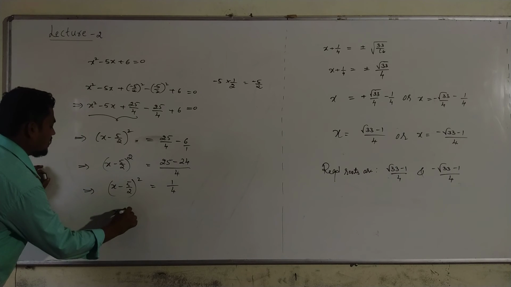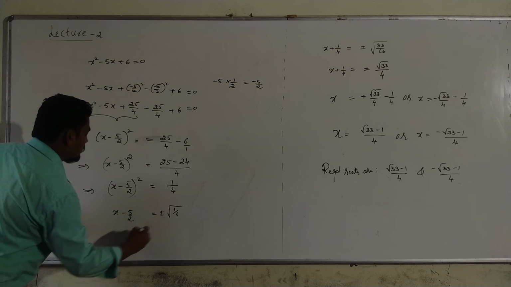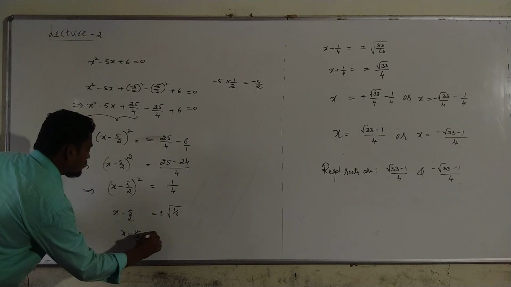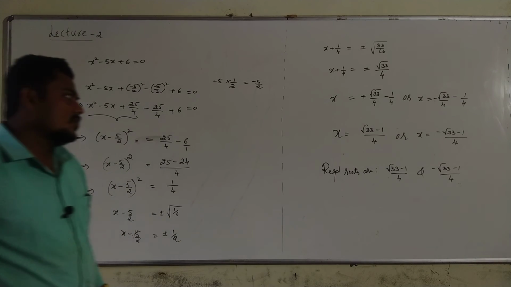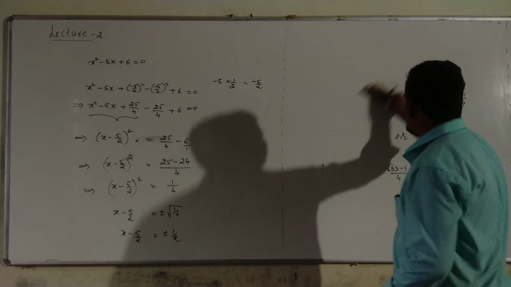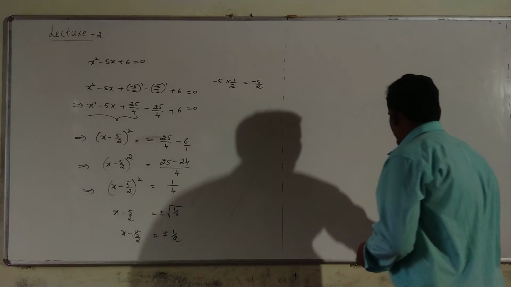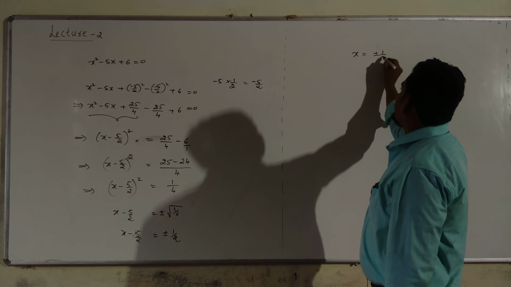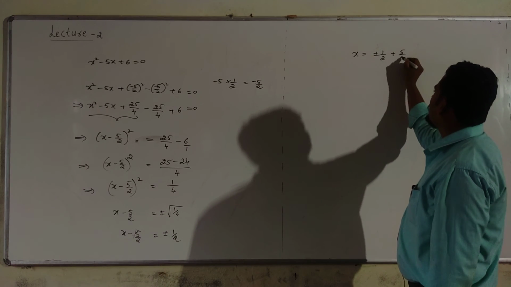Then x minus 5 by 2 is equal to plus or minus square root of 1 by 4. So x minus 5 by 2 equals plus or minus 1 by 2. Then there are two possibilities. Then x equals plus or minus 1 by 2, plus, sending it to RHS, minus 5 by 2 becomes plus 5 by 2.